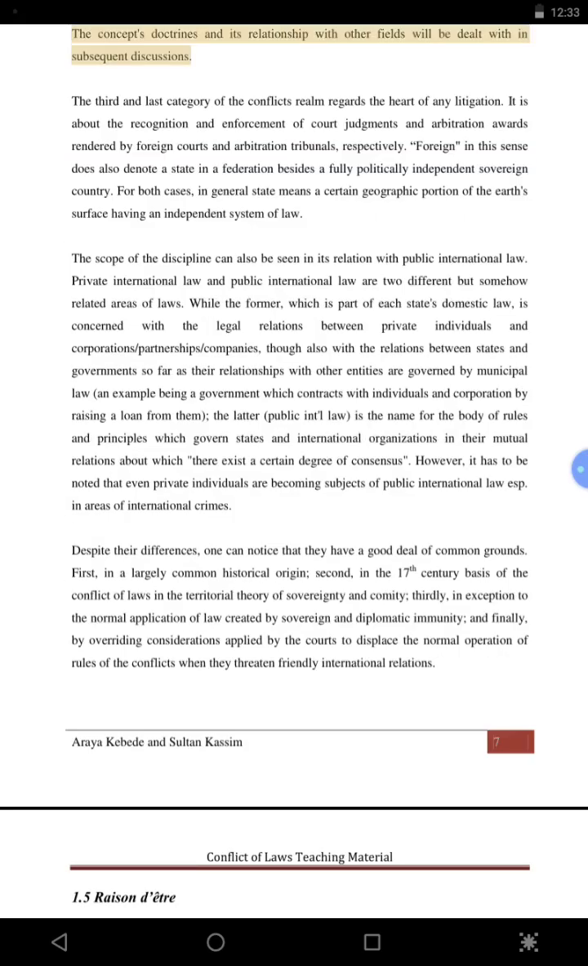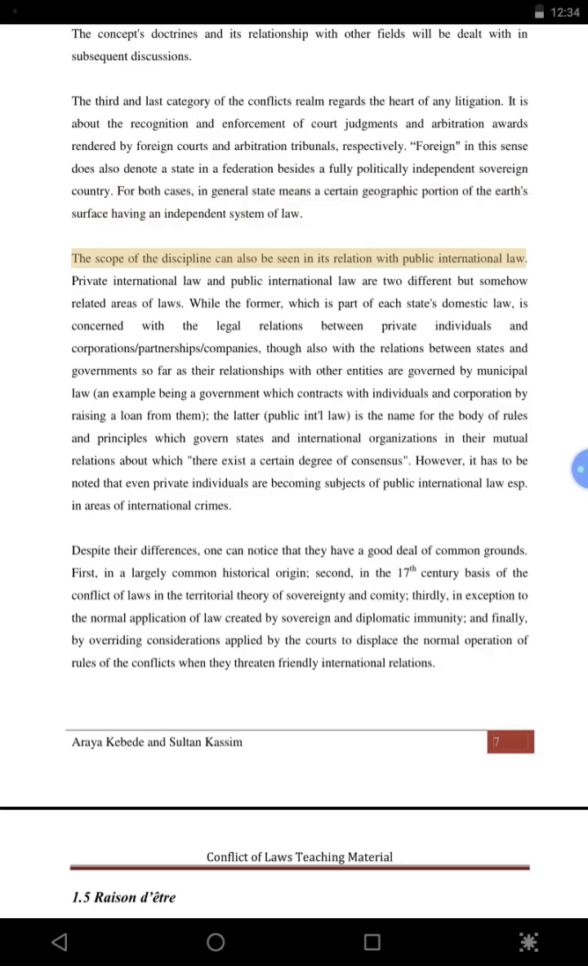The concepts, doctrines and its relationship with other fields will be dealt with in subsequent discussions. The third and last category of the conflicts realm regards the heart of any litigation. It is about the recognition and enforcement of court judgments and arbitration awards rendered by foreign courts and arbitration tribunals, respectively. Foreign, in this sense, also denotes a state and a federation besides a fully politically independent sovereign country. For both cases, in general, state means a certain geographic portion of the Earth's surface having an independent system of law.